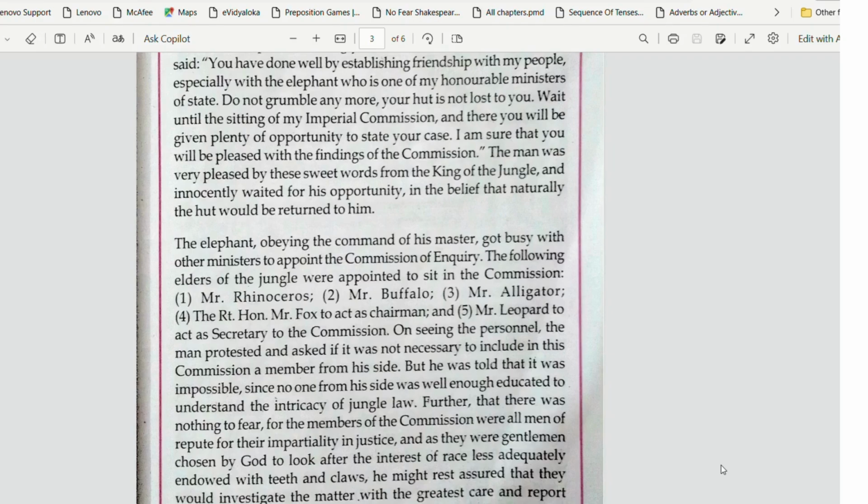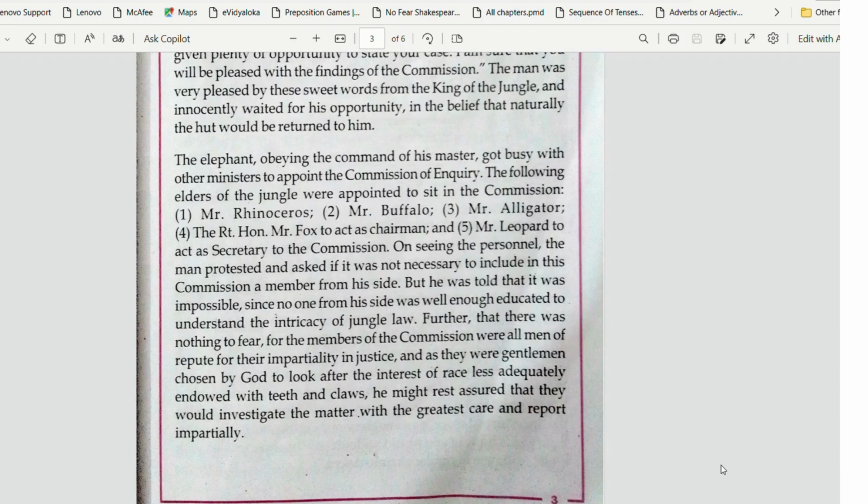But he was told that it was impossible, since no one from his side was well enough educated to understand the intricacy of jungle law. So as I told you, these five people were there in the commission: rhinoceros, Mr. Buffalo, alligator, fox, and leopard, who was the secretary to the commission. Now on seeing this team, this man protested. Why did he protest? When he had heard the king's sweet voice, he was very happy. But when he saw who all were there in the commission, he protested, because no human being was there in the committee. So obviously, the inquiry would give a one-sided decision.